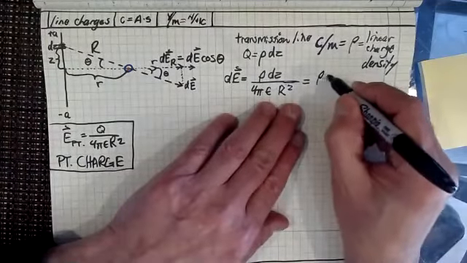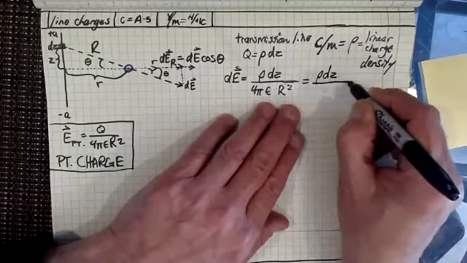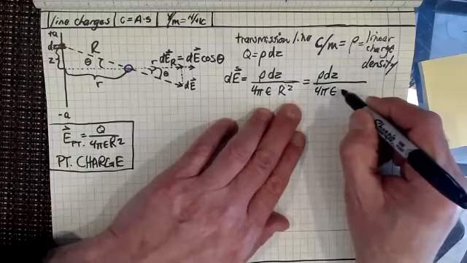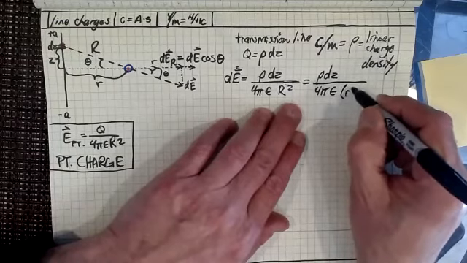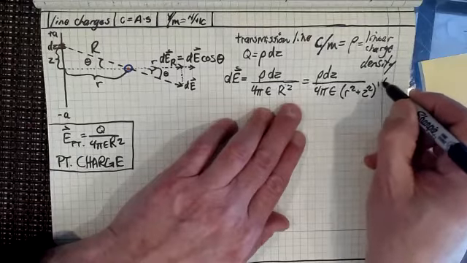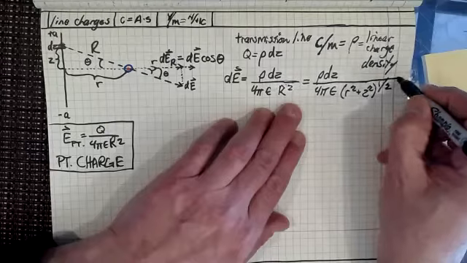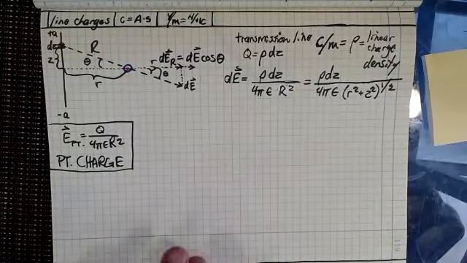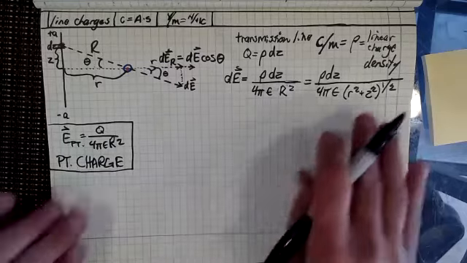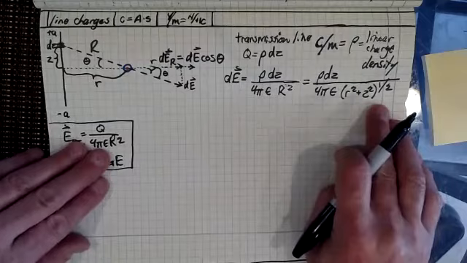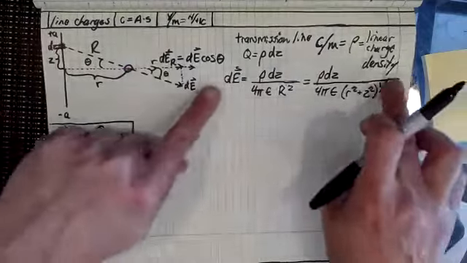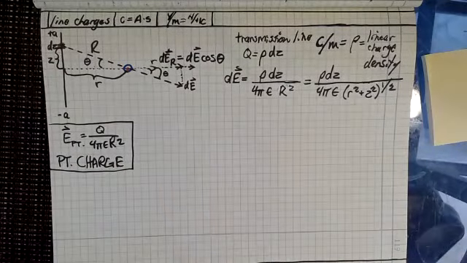And so what I get is rho dz divided by 4 pi epsilon times the square root of r squared plus z squared. Does everyone see how that works out there? Okay. And of course, that's what we've got here, and that's the distance over there. So that's all fine. That's not too much of a problem.